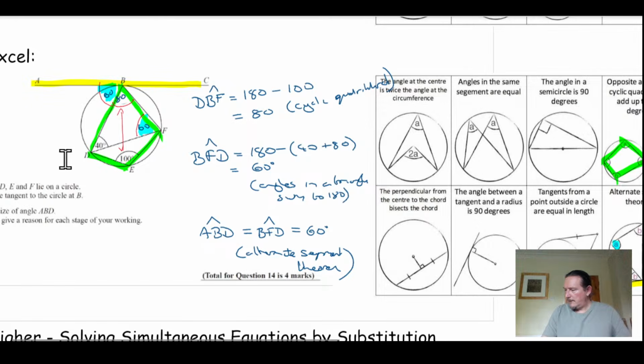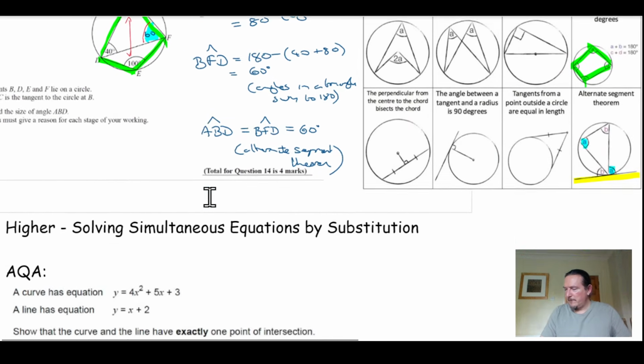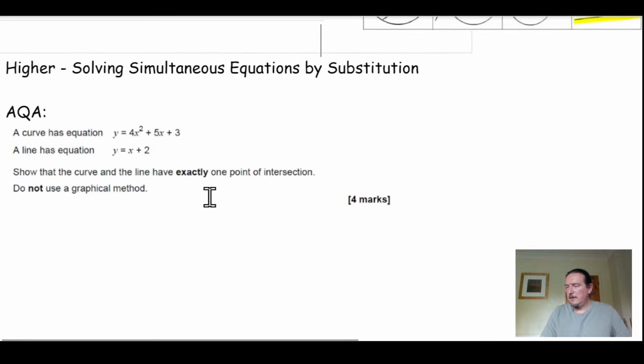Right, so I think that is all the circle theorems that we've gone through today. So we've seen all 3 of those. So moving swiftly on, solving simultaneous equations by substitution.